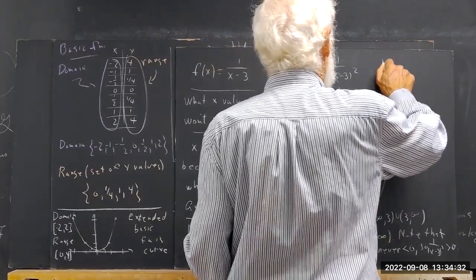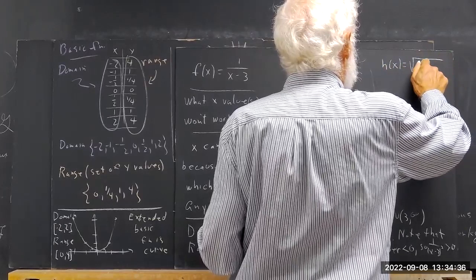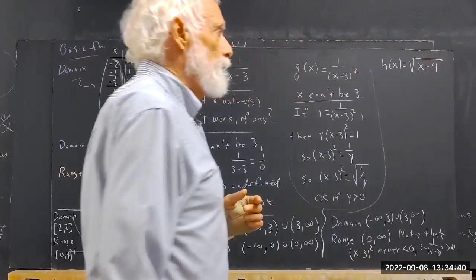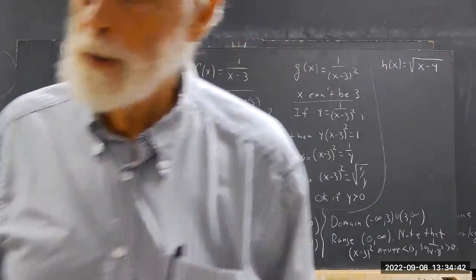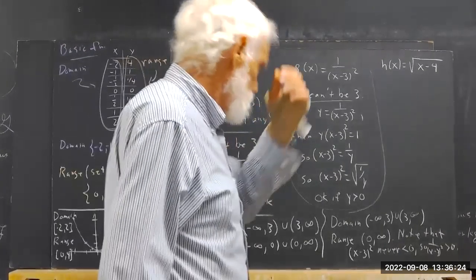Let's try this. h(x) is the square root of x minus 4. Now, can you give me a number that you can't plug into that and get a real number? Okay, so we got a couple of possible answers.